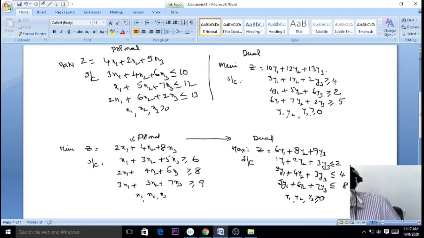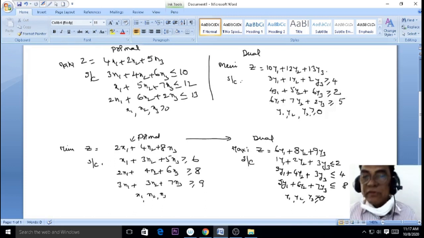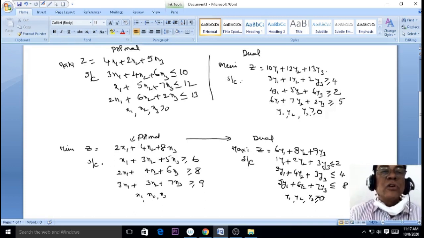So the point is how to convert the equations from primal to dual. In the examination pattern, now I am going to solve a simplex method problem with the help of the dual. Now come to this point.